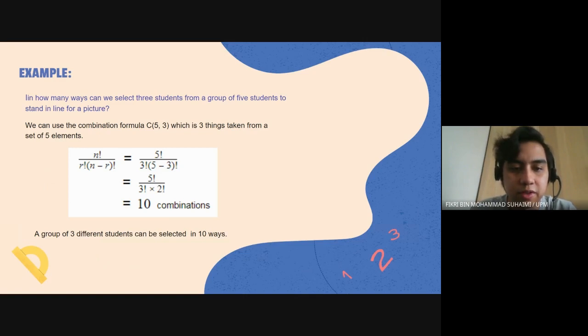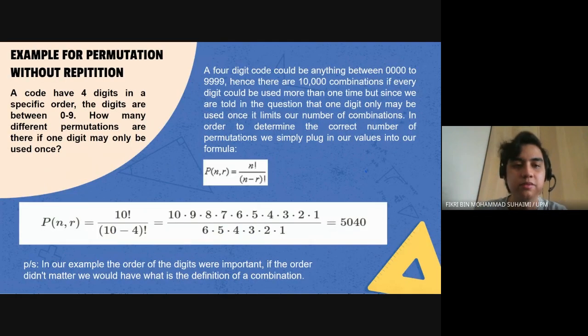So 5 factorial over 3 factorial times (5 minus 3) factorial, we get 5 factorial over 3 factorial times 2 factorial, and we get 10 combinations. So therefore, a group of 3 different students can be selected in 10 ways to stand in a line for a picture. So that's all for me for combination without repetition.